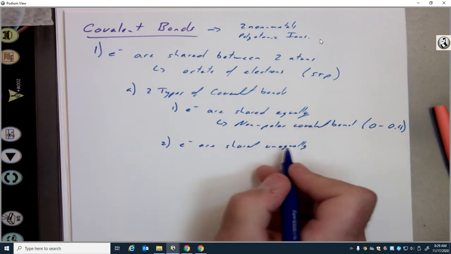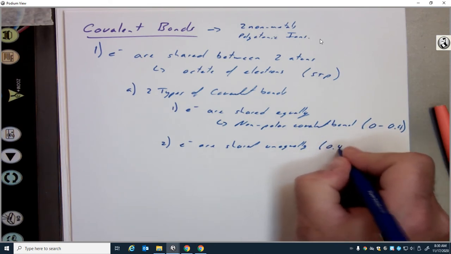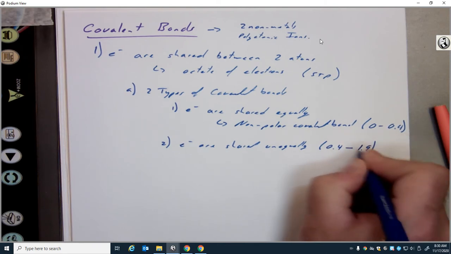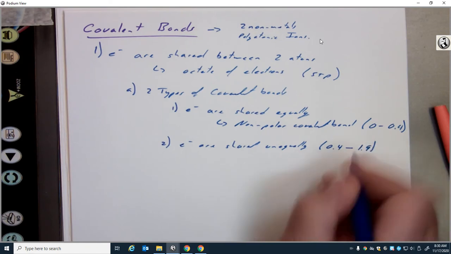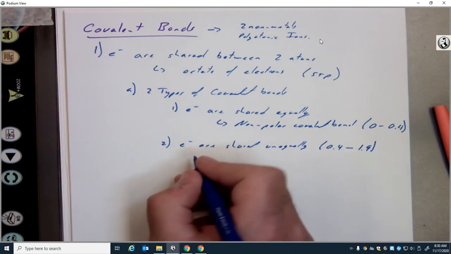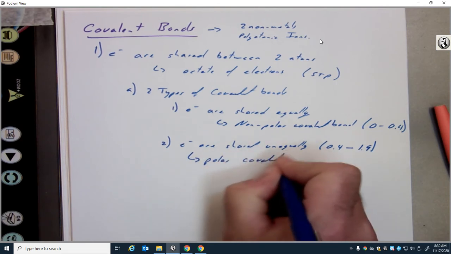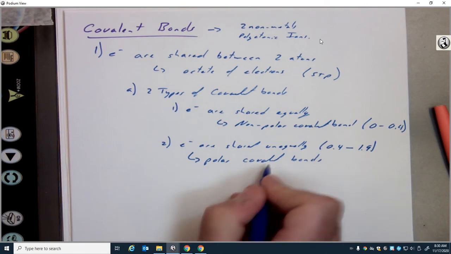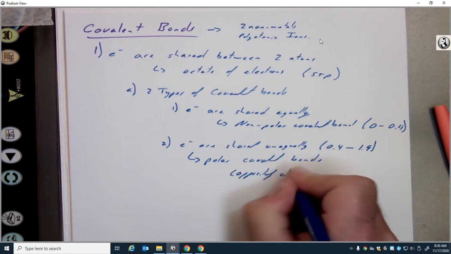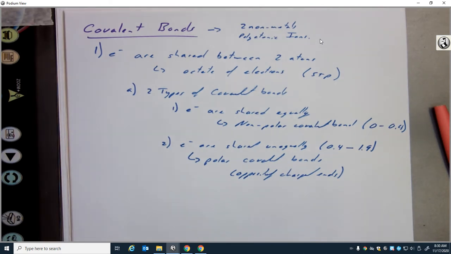The second type of covalent bond is where the electrons are shared unequally. In other words, they're pulled towards one of the atoms. Our electronegativity difference for this is above 0.4 all the way up to, let's say, 1.9. Remember, we said that there are some issues up at the top, but let's say 1.9. So here the electrons are shared unequally, and these are called polar covalent bonds. These are going to have oppositely charged ends.